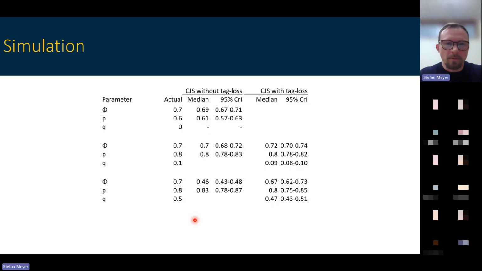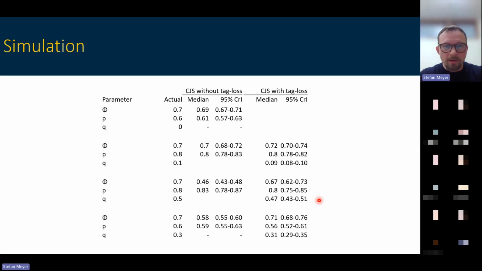The third scenario was a model where about 50% of individuals lose their tags, and now we see the implications: if we don't account for tag loss, survival is seriously underestimated. Instead of the actual 0.7, the model would estimate a survival probability of 0.46, and the credible interval would be between 0.43 and 0.48. But if we account for tag loss, then we get a fairly accurate estimate. The median estimate here would be 0.76, and the credible interval between 0.62 and 0.73. Again, the actual value is 0.7. And we also see that the tag loss rate is reasonably accurately estimated.